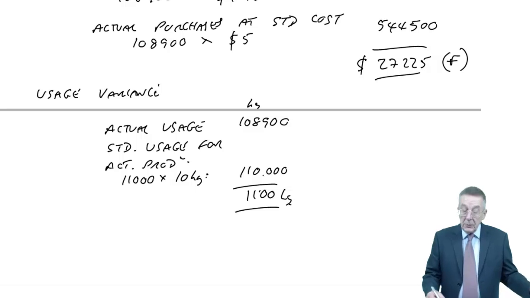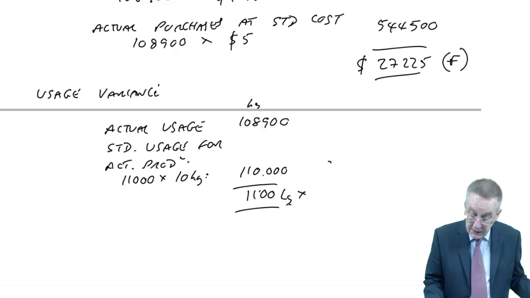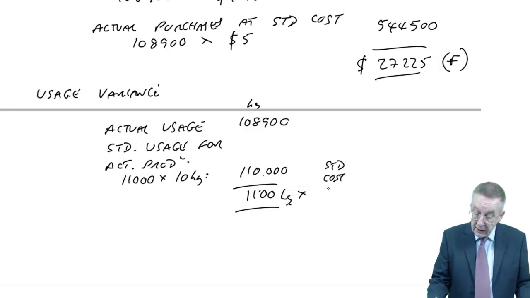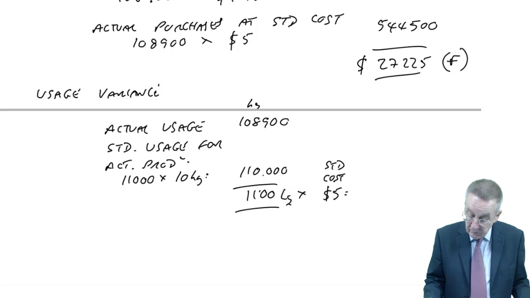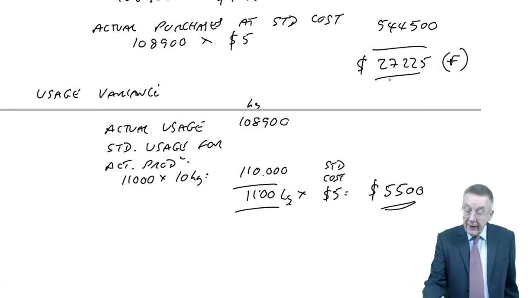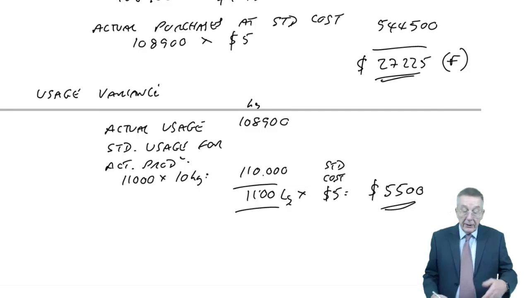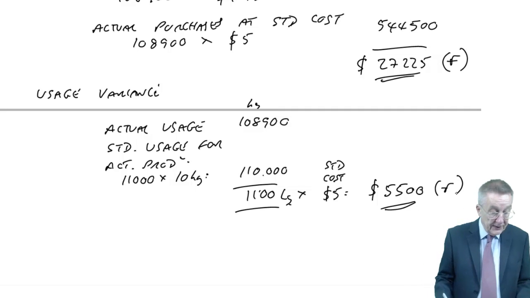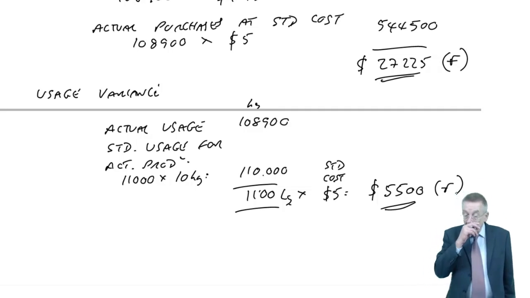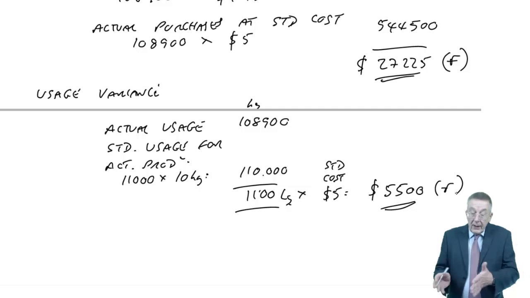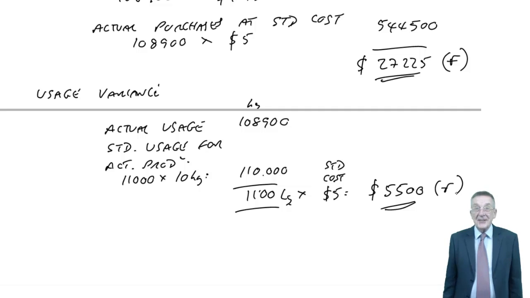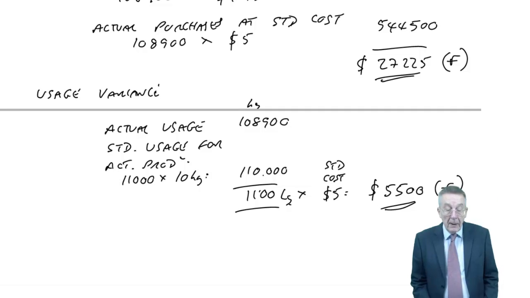And we cost it out, do we not, at standard cost. And the standard cost per kilo was $5. Again, favourable or adverse? We used less material than we were expecting to, and so it's a favourable variance. Now then, that again was gentle revision of paper F2 variances. At F2, that was the end of the story.